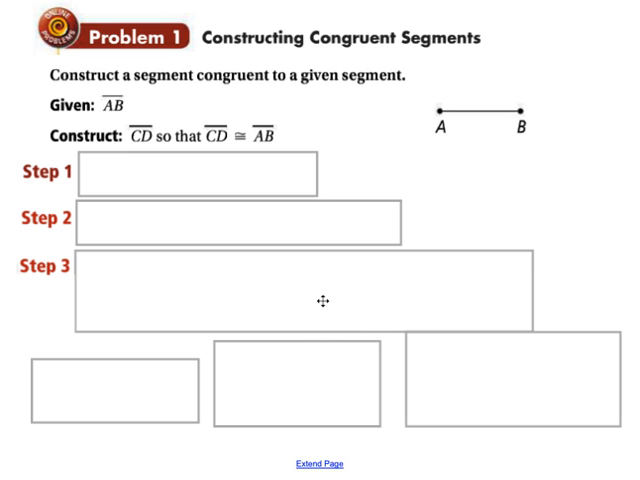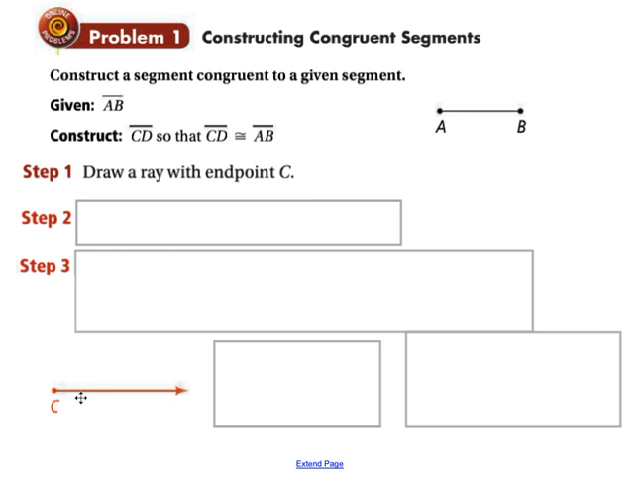Our first problem is to construct a segment congruent to a given segment. Now we can't use a ruler, so we're going to start with this segment AB, and that's just given. It says construct, so we can't measure. We want to construct a segment CD that's congruent to AB. Our first step will be to draw a ray, and we're going to label the endpoint C. Now we just need to figure out where D needs to go so that it's the same length as AB.